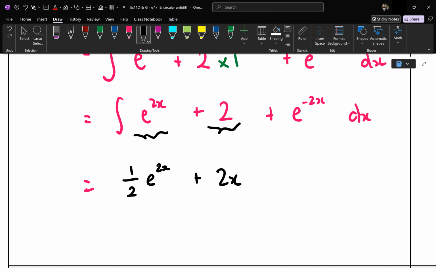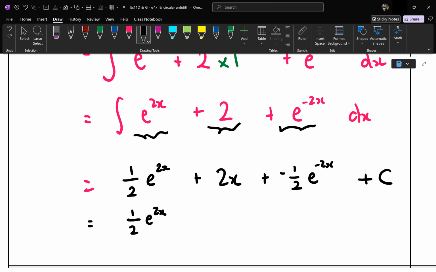Next bit. What is the antidiff of e to the negative 2x? Let's go with Ryan. Negative half e to the negative 2x. And what are we all missing? Plus c. Very good. Okay, and again, if this is an exam, don't leave your answer with a negative power. Convert it. So it should be what?